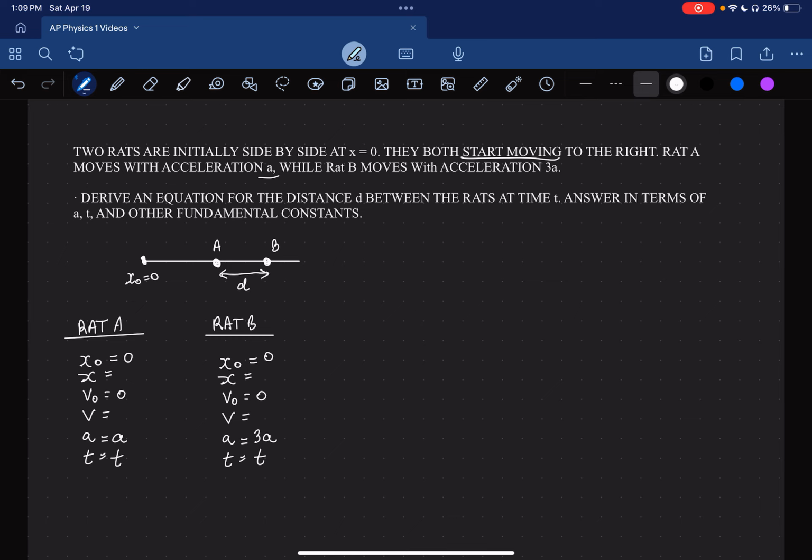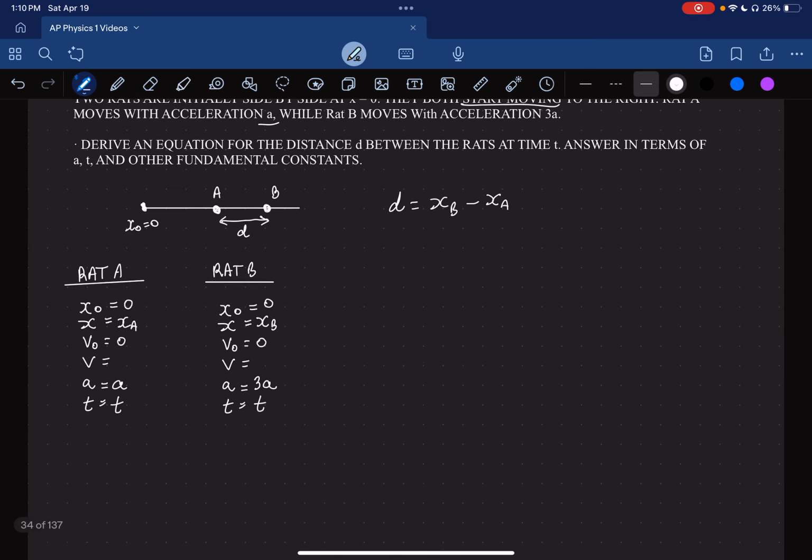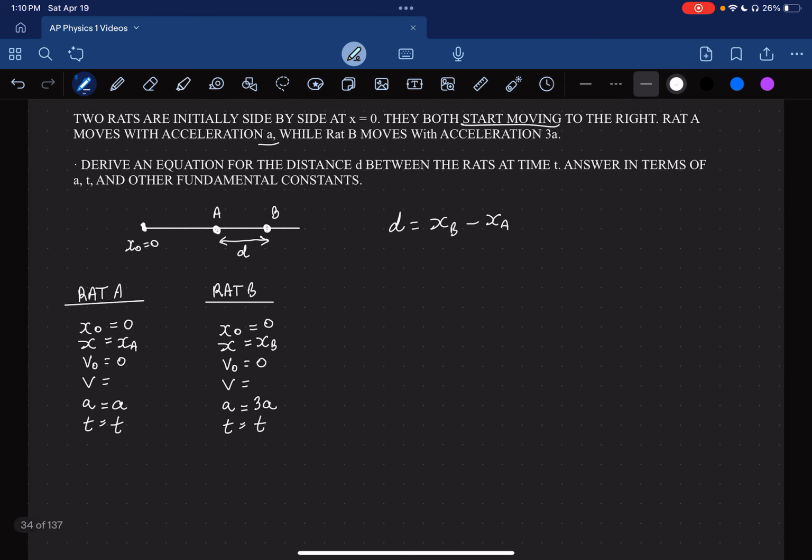And so, as an aside, we can write this equation: the distance between them will be the final position of B minus the final position of A, right? I'll make some notation: final position of B minus the final position of A. I chose this notation to use. Okay, this is our goal. We're going to make some expressions for XA and XB, and we're just going to subtract those expressions.